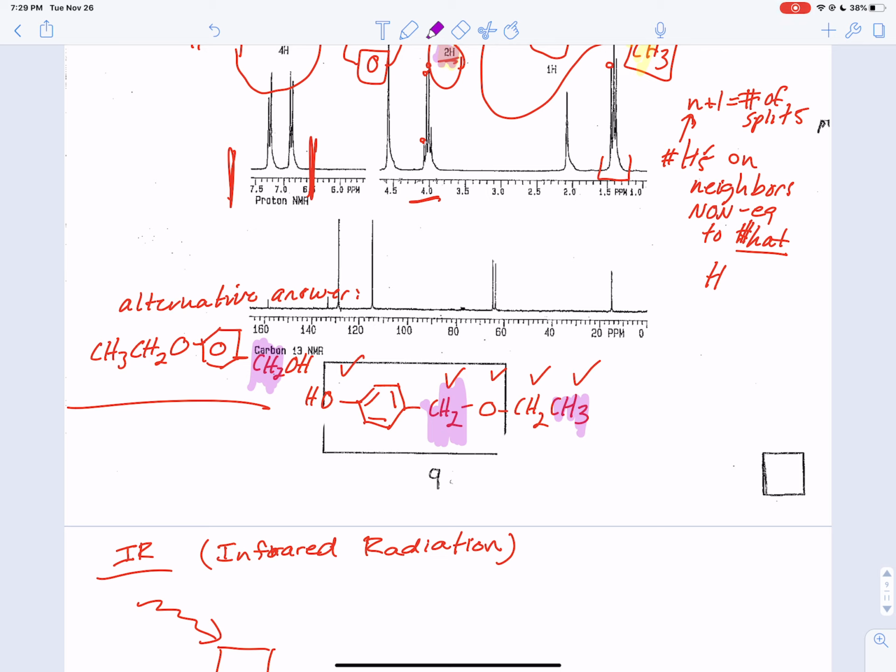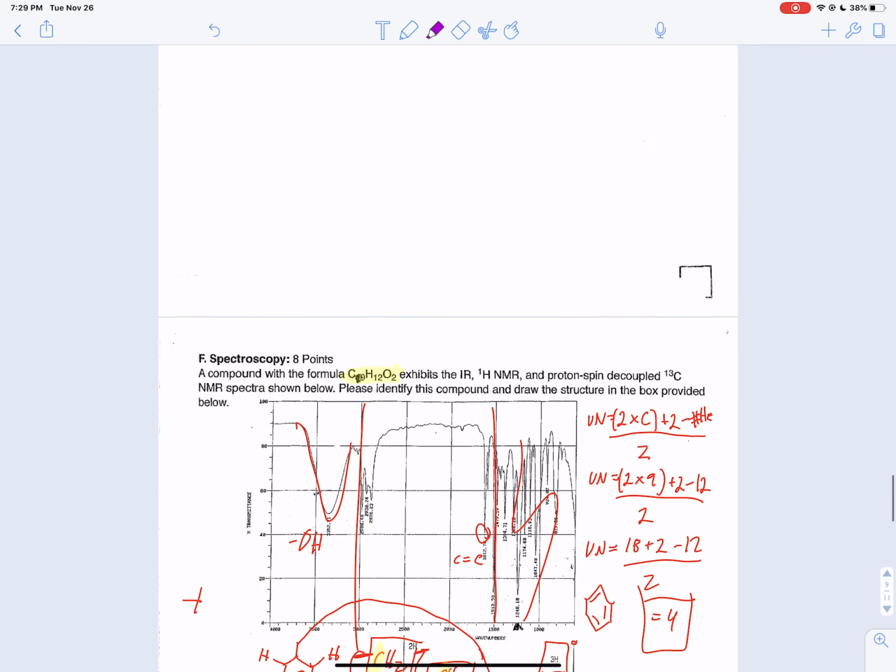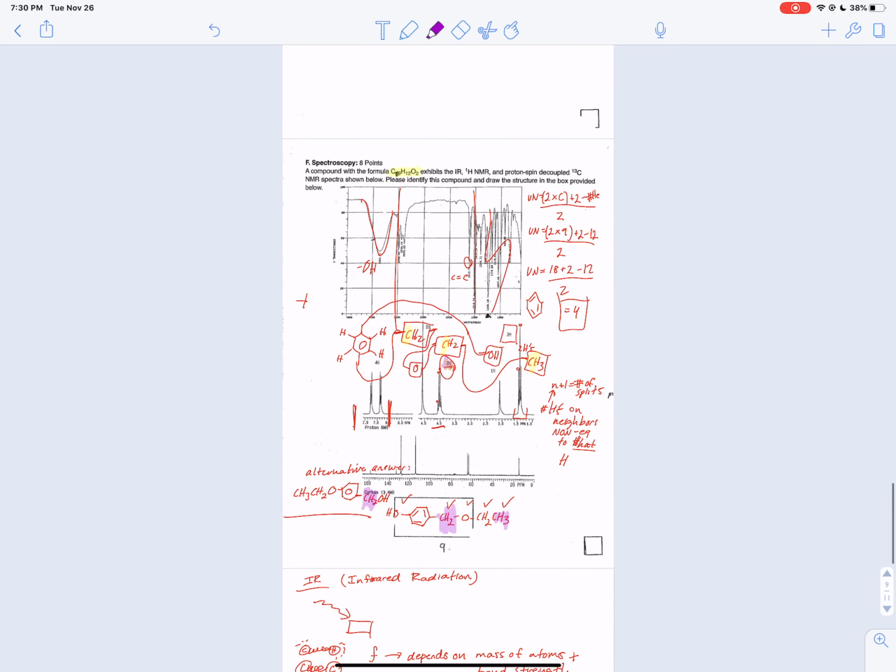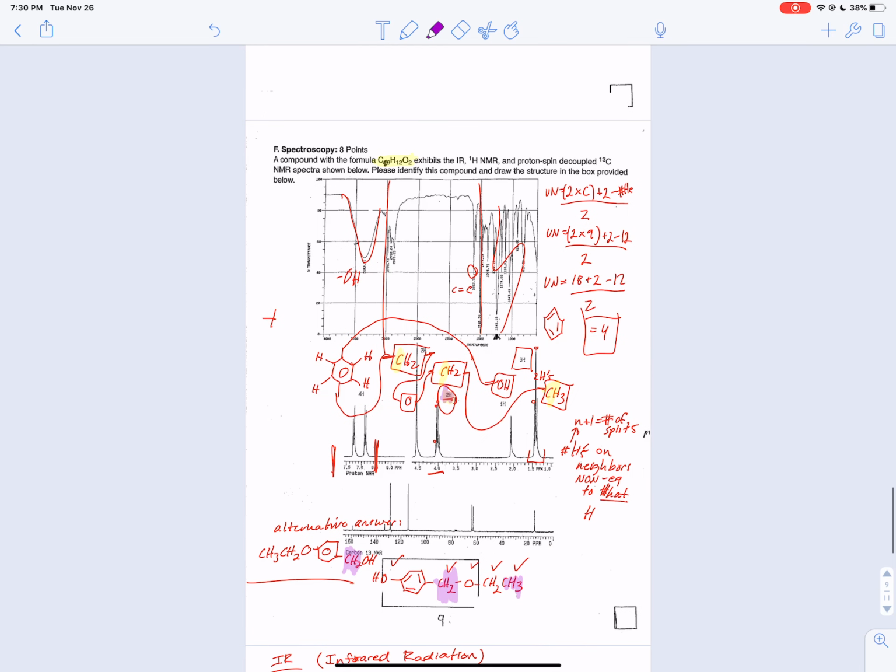Do you guys want me to go through the alternative answer and show you guys how it's correct? No? Okay. You're like, let's just get this done. All right, so that's your answer, okay? I just saw like a lot of blank faces staring at me, so.